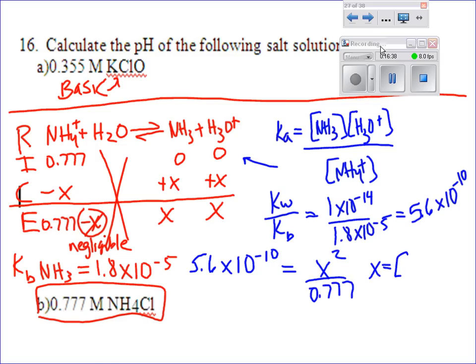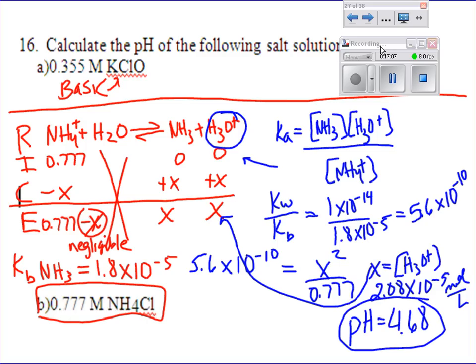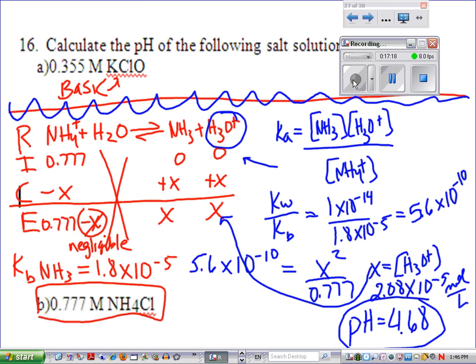What is x, which is equal to my H3O+ concentration? What is that equal to? Okay, and that's moles per liter. So I need to find the pH. If I take the negative log of that straight up, I get 4.68, and that is acidic, and that is correct. Do y'all understand? All right, let's look at the next one.